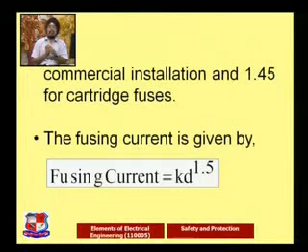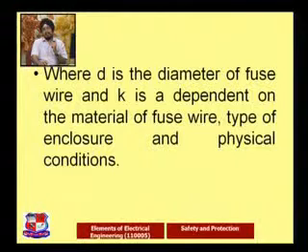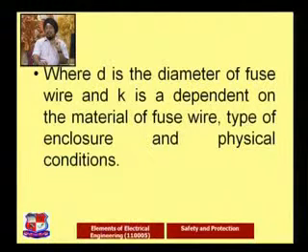Now fusing current is given by I equal to K into D raised to 1.5. This equation is very much important, and this will give the technical details with respect to the designing or the connection of the wire of the fuse. Where D stands for the diameter of the fuse wire. Now we cannot take any gauge wire for the fusing purpose. The diameter is very much important.